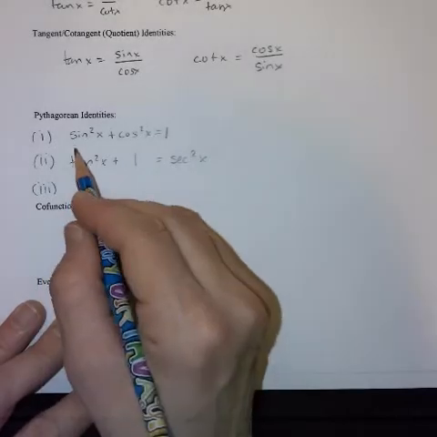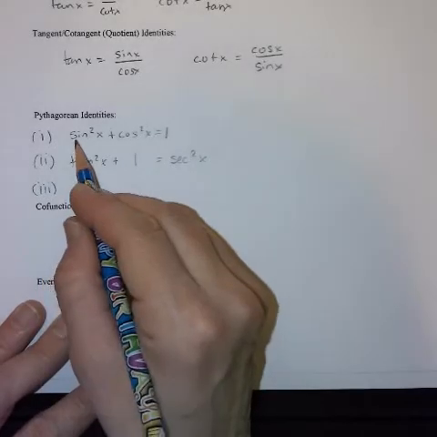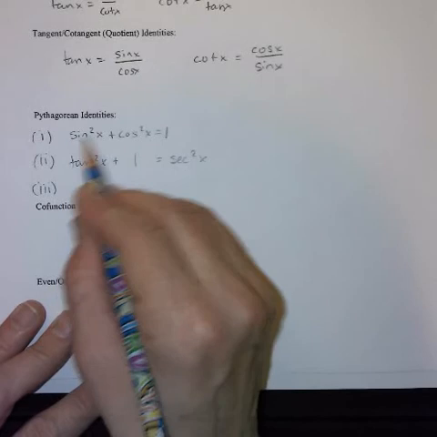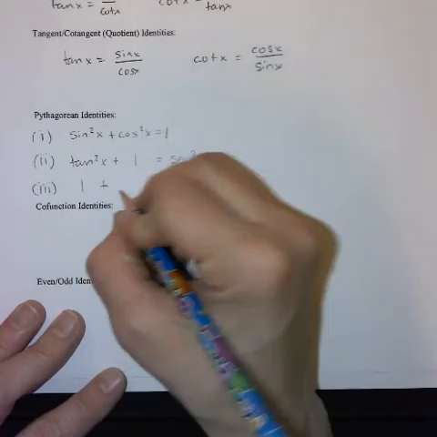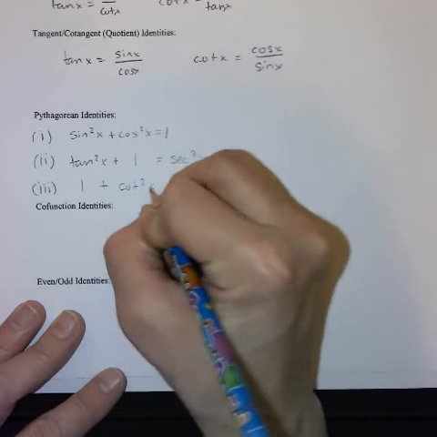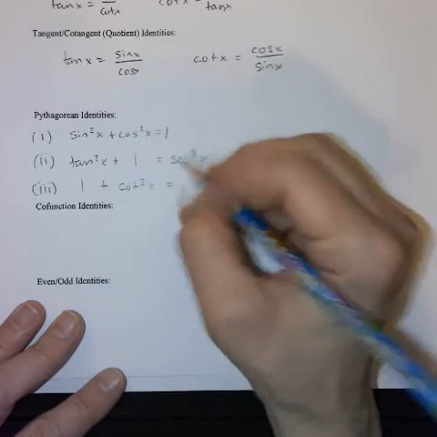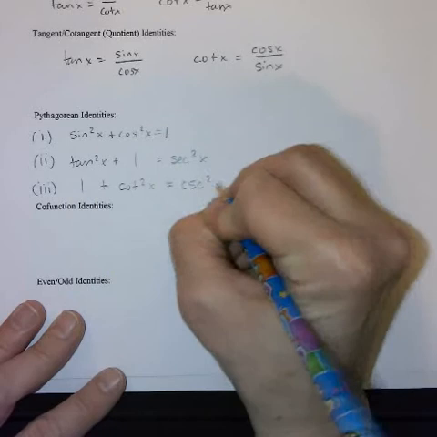All right, and the other one then we pick up if we divide by sine squared x. So of course sine squared x over itself is 1. Cosine squared x over sine squared x is cotangent squared x. And then 1 over sine squared x is cosecant squared x.